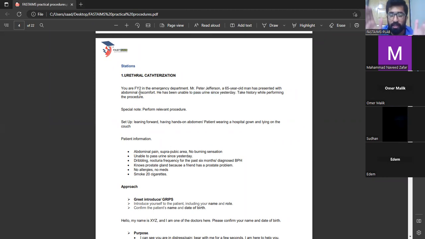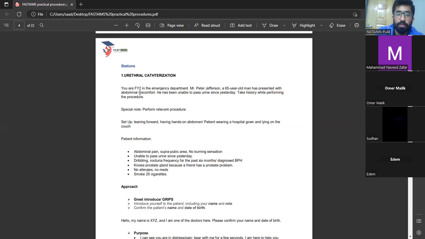So you are standing outside the cubicle. You have a good 90 seconds. One thing is clear, that he is 65 years old. Second thing, there is an abdominal discomfort, pain or distress in the abdomen. Third thing, unable to pass urine since yesterday. Something is clicking to the mind that it could be urinary retention. It could be some other abdominal pathology as well, but one of them is urinary retention.